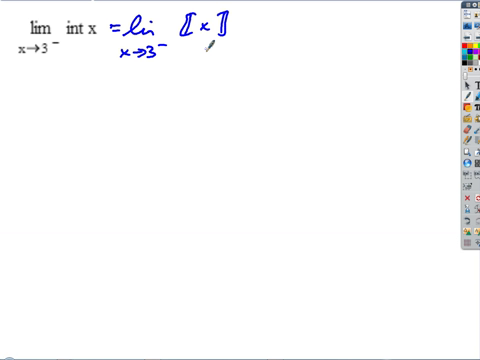Exactly, there you go. So if we're approaching 3 from the left, we're actually approaching 3 from a number like 2.999, something like that. So what's the greatest integer that's less than or equal to 2.99? 2. Does that make sense? That's our answer, really. It's just that simple. And if you want to make the picture, you're welcome to do so, but I don't think you need to.